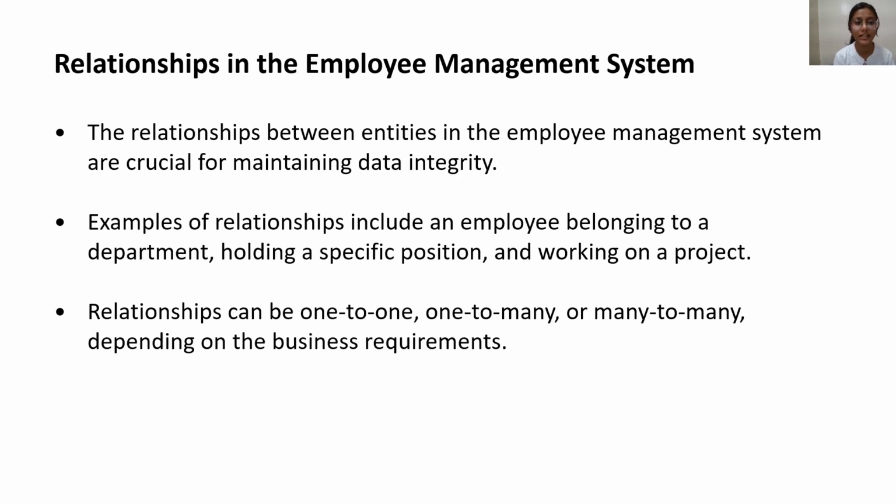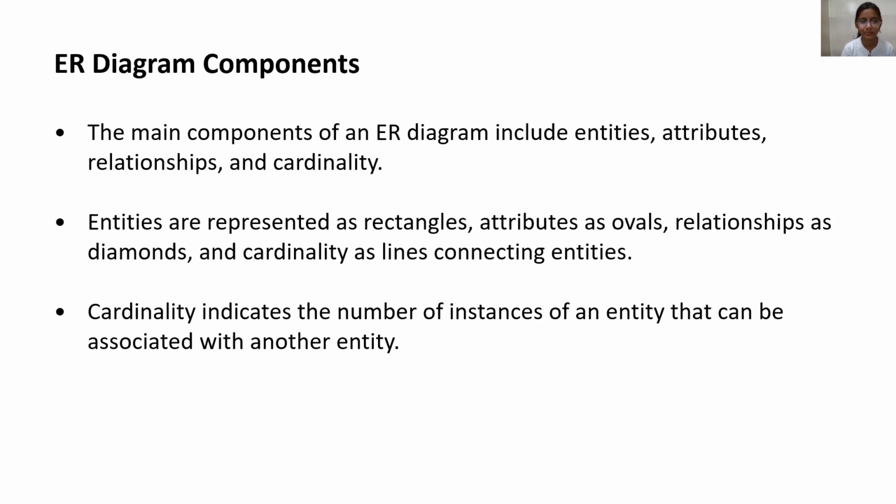Now let us see about the relationship in the employee management system. The relationship between entities in the employee management system are crucial for maintaining data integrity. Examples of relationship include an employee belonging to a department, holding a specific position, and working on a project. Relationship can be one-to-one, one-to-many, and many-to-one, depending on the business requirements.